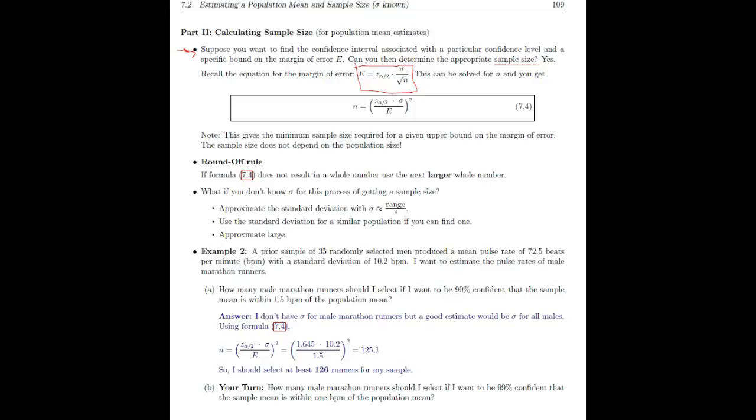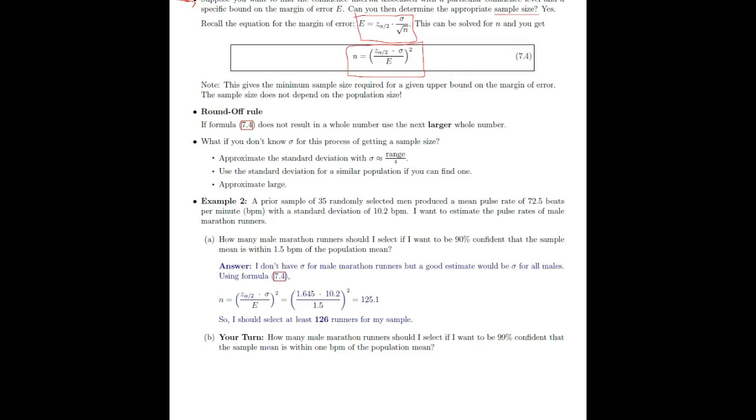And we don't have the space to do it out here, but you can try it on your own. And if you do so, you get this formula right here, which is basically the minimum sample size required for a given upper bound of the margin of error, or like a maximum of the margin of error. So the sample size here does not depend on population size. The sample size is not relative to the population size. That's not a necessary factor. This formula works no matter how big the population size is.